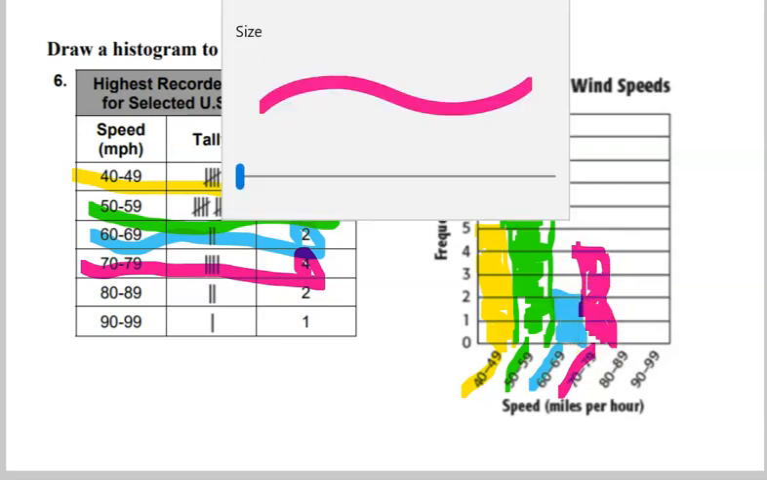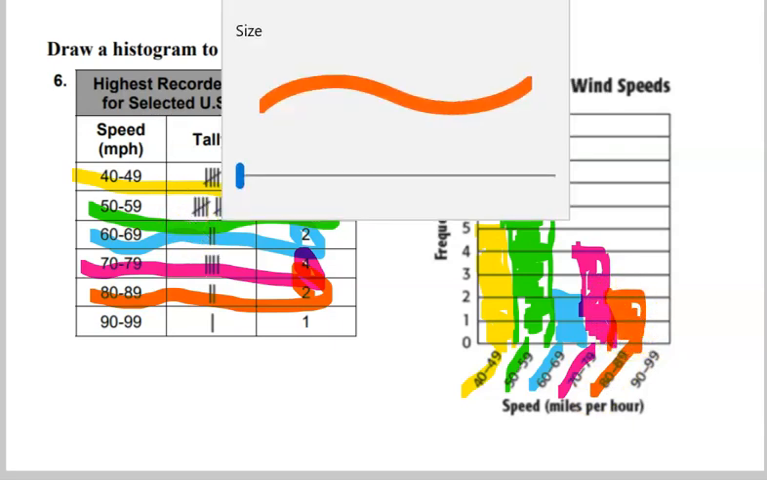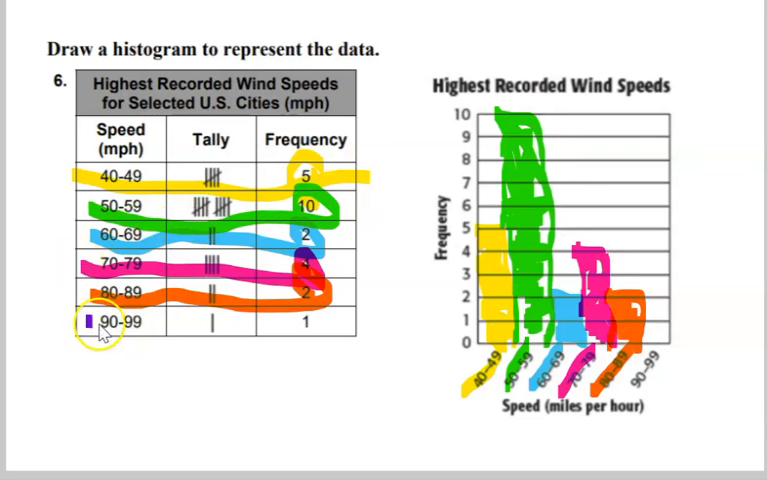All right, changing colors. The next one is red, and that's going to be my 80 to 89. I guess that's maybe a burnt orange. I'm going to go up to 2. So 80 to 89, which is this one right here, is just going to have 2, and I'm going to shade it in. And then last, there you go, 90 to 99 only has 1, so this interval right here just goes up to that little bitty teeny tiny line, the very first line we come to. And that is how you create a histogram or bar graph from a frequency table.